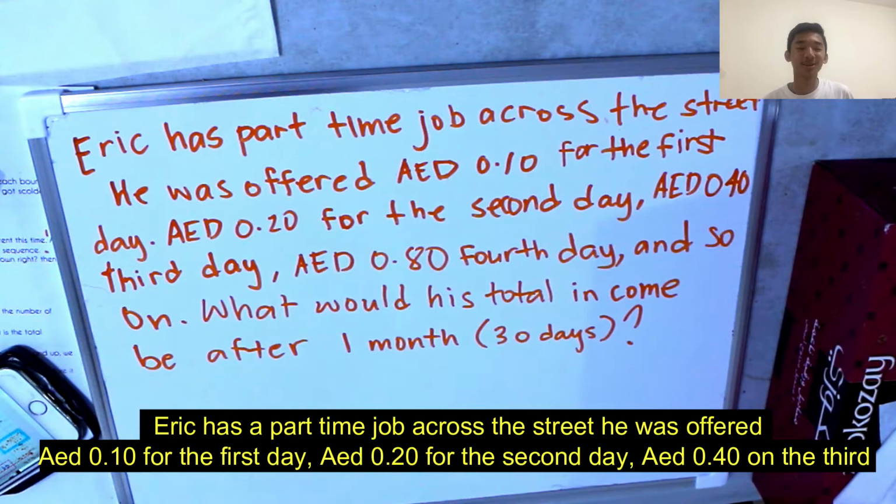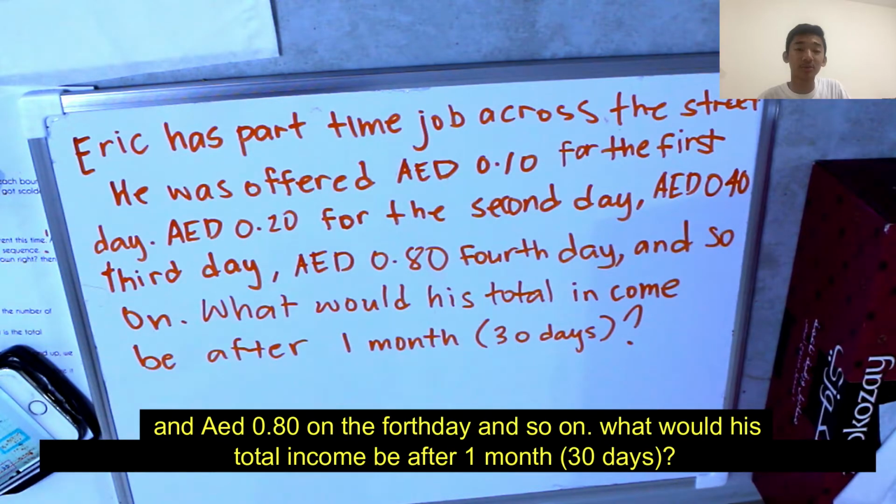So Eric has a part-time job across the street, and he was offered $0.10 for the first day. For the second day, he was offered 0.20 dirhams. On the third day, he was offered 0.40 dirhams, and 0.80 dirhams on the fourth day, and so on. So what would his total income be after 30 days or 1 month?